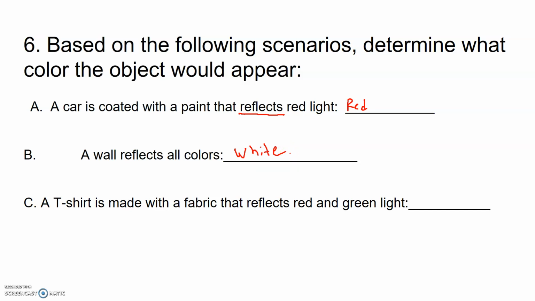Now a t-shirt is made with a fabric that reflects red and green light. Well, red and green light, that means we have red and green light coming back into our eyes, so red plus green is yellow. So our color is going to be yellow.